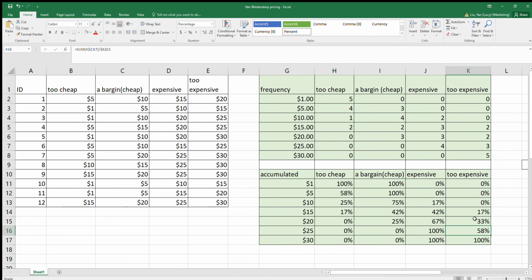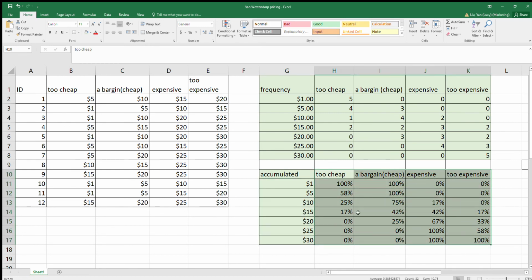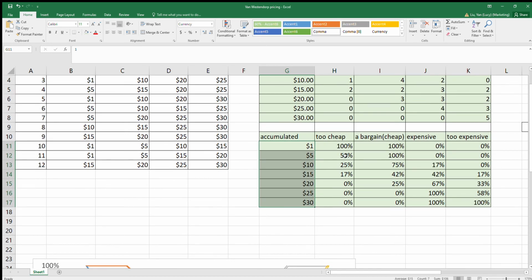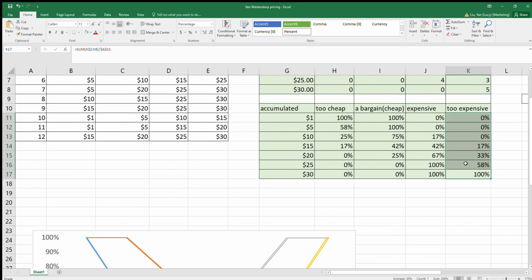So now you get the cumulative table for all these 4 different prices at different price levels. Again, just want to mention, here it's for $30. Everybody thinks it's too expensive, and then as the prices go down, fewer and fewer people think it's too expensive. That makes logical sense.